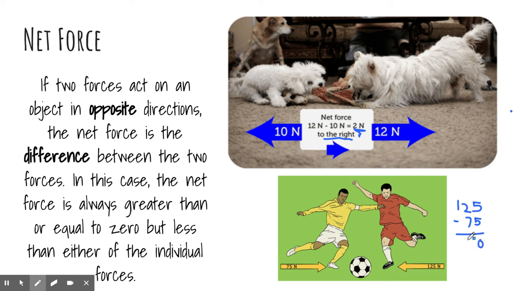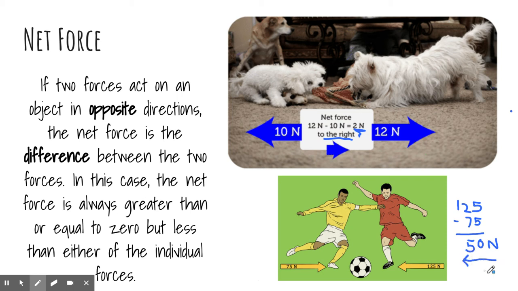12 minus 7 is 5. So we're left with 50 newtons of force, and we need to determine which way the ball is going to move. It is going to go to the left because 125 was the bigger number to begin with, so it's going to go to the left.